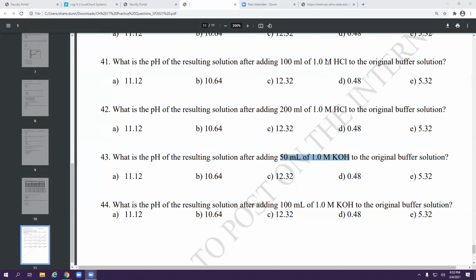Okay, I messed up. Sorry, I was trying to speed along. So you'll get 0.1 moles, divide by 0.3 liters, you'll get 0.333 concentration, negative log of 0.333 will give you D. Okay, thank you. Yep, sorry about that. I was trying to speed along too quickly.